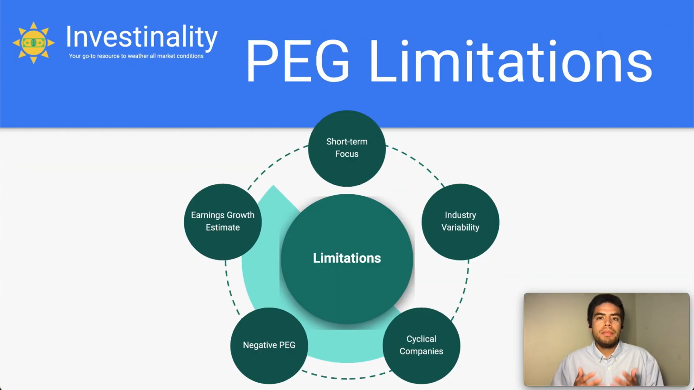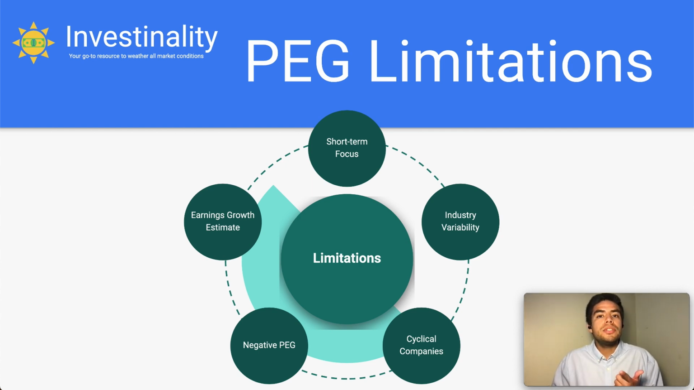Now, some of the limitations the PEG ratio has are its short-term focus, the industry variability, the concept of cyclical companies, the concern of a negative PEG ratio, and the earnings growth estimate value itself. So let's start off with the short-term focus. Trying to analyze what a company will do in the future is very difficult given that conditions are constantly changing over time, and how a company reacts given new features or new management is difficult, if not impossible, to forecast. This makes the PEG ratio not necessarily gauge what the company's potential is in the long term.